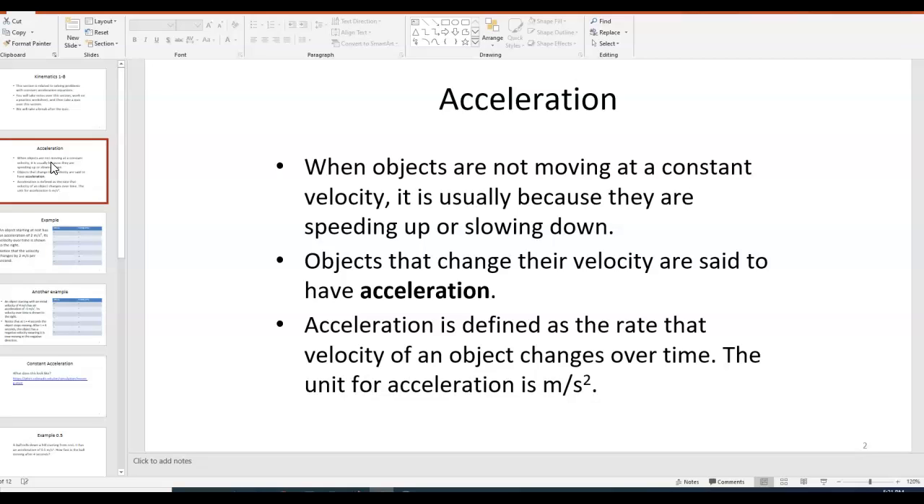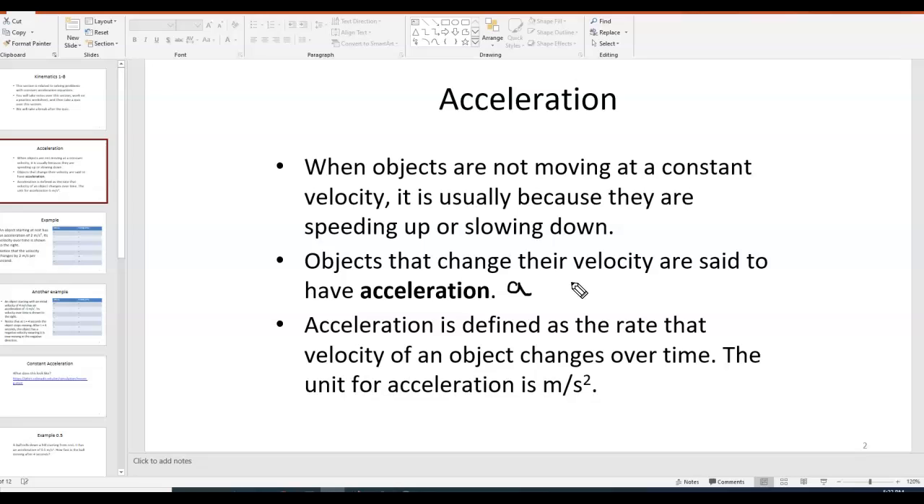So when objects are not moving at a constant velocity, typically it's because either they're moving faster, they're speeding up, or they're moving slower, they're slowing down. If an object changes its velocity, that means it is accelerating. So objects that change their velocity are said to have acceleration. Now, the symbol that we're going to use for acceleration is going to be a lowercase a. Okay, so just like we use a lowercase t for time and a lowercase v for velocity, we're going to use a lowercase a for acceleration.